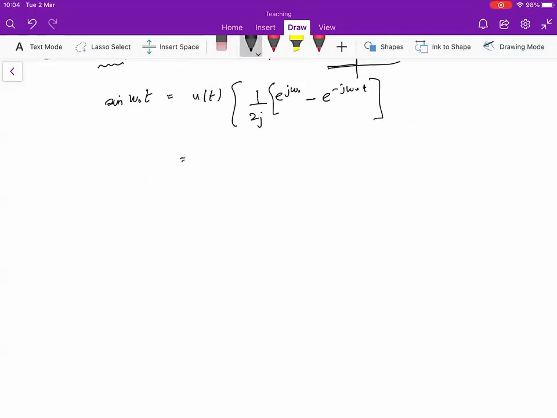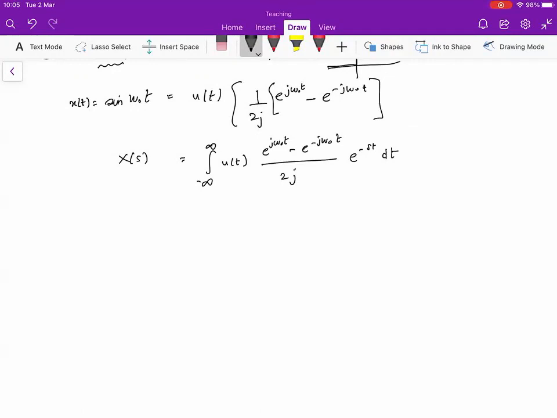And then what we can do is take the Laplace transform for this. So if this is x(t), then capital X(s) is given by this integral over here, integral from minus infinity to infinity, u(t), and then just exactly what we had over here, 1 over 2j, e to the j omega naught t minus e to the minus j omega naught t, e to the minus st dt. That is basically by definition.